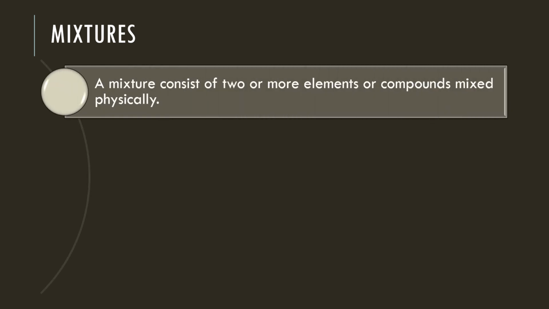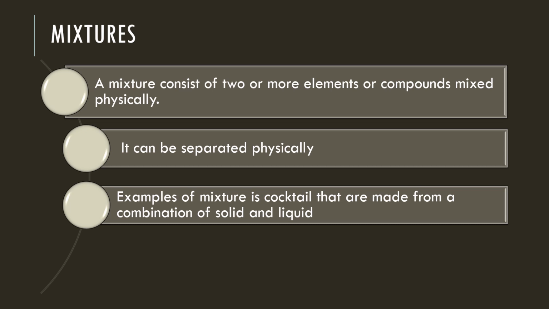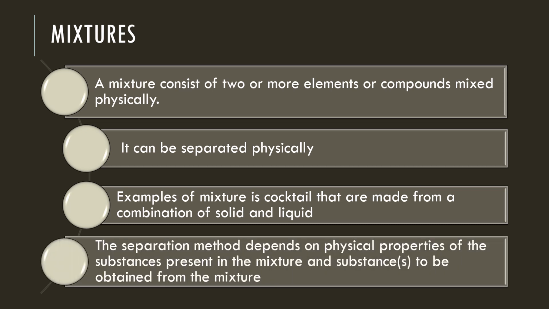Okay, a mixture is a substance that consists of two or more elements or compounds mixed physically. Since it is mixed physically, a mixture can be separated physically. An example of a mixture is a cocktail, maybe, that is made from a combination of solid and liquid. There are so many mixtures around us. The separation method depends on the physical properties of the substances present in the mixture and the substance to be obtained from the mixture.